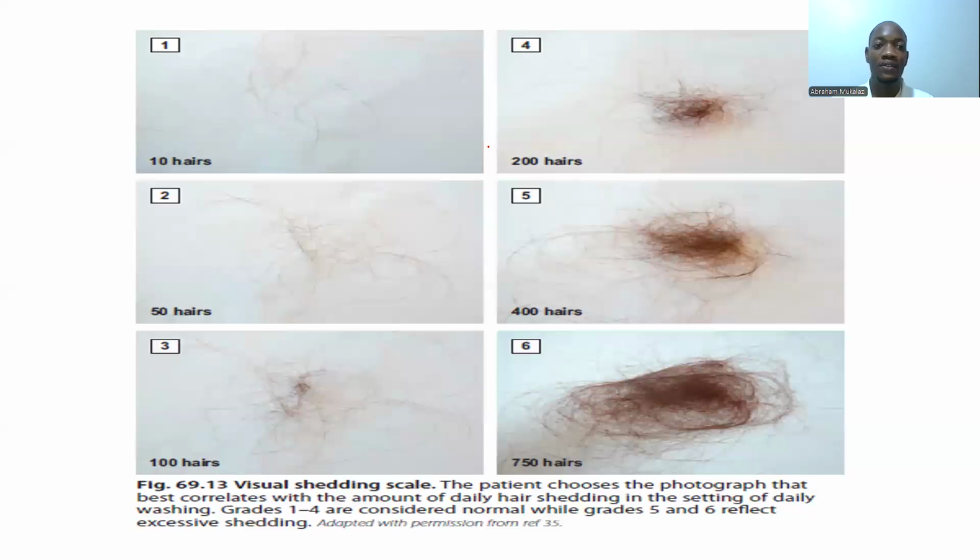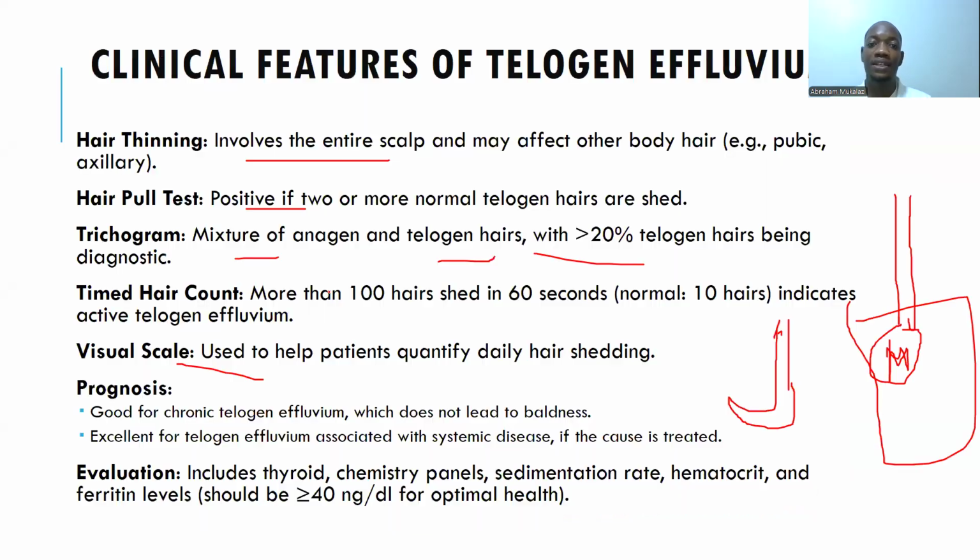If it looks like this, it is 200; like this, 50; this is 400, this is 100, this is 750. That is just an estimate of how many hairs someone has lost using a visual shading scale. Telogen effluvium has a good prognosis if you are able to identify the cause. When you treat, the hair goes back to normal, and it doesn't necessarily mean that someone will end up with baldness. If it is triggered by drugs and you stop the medicine, the condition will disappear.